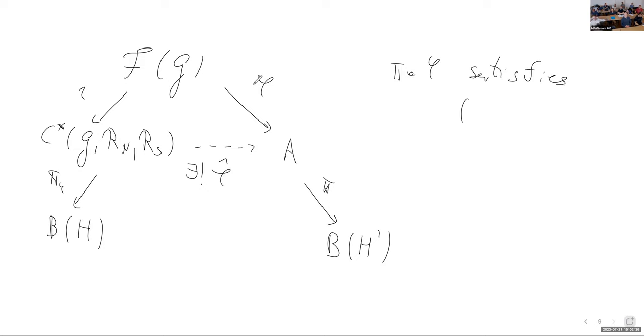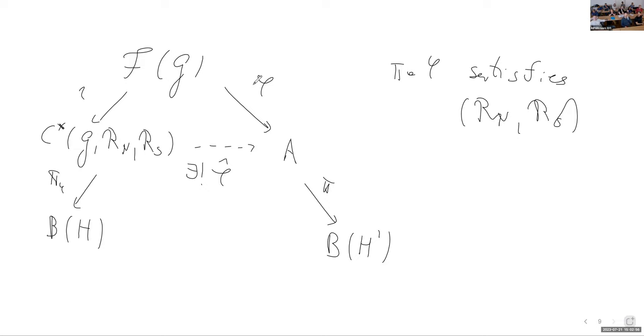But because pi is assumed to be faithful, then phi also satisfies the relations. No, it doesn't make any sense. So we don't say that pi is faithful. No, pi is faithful, but doesn't satisfy RS. RS is yes. Not an object.